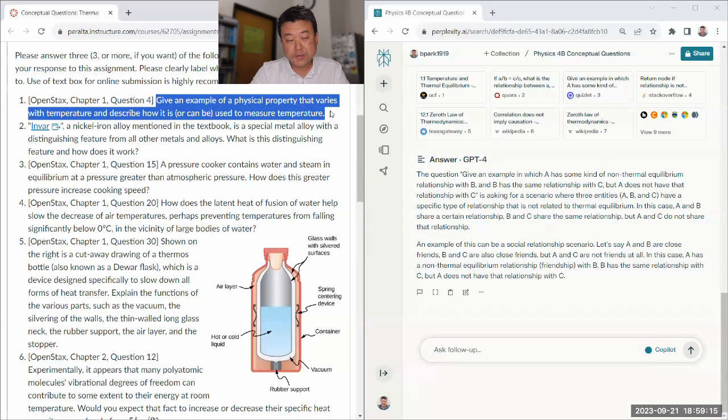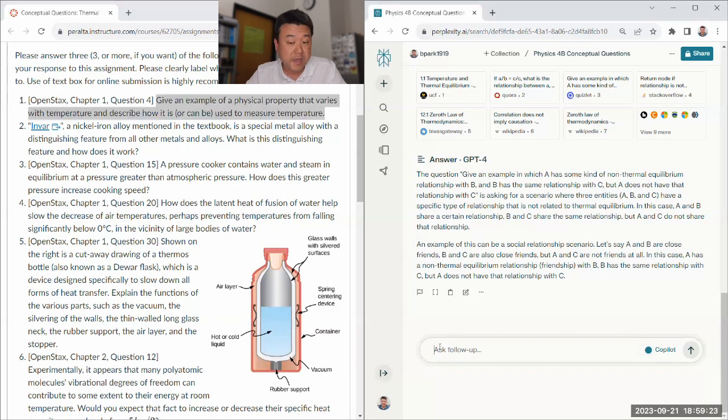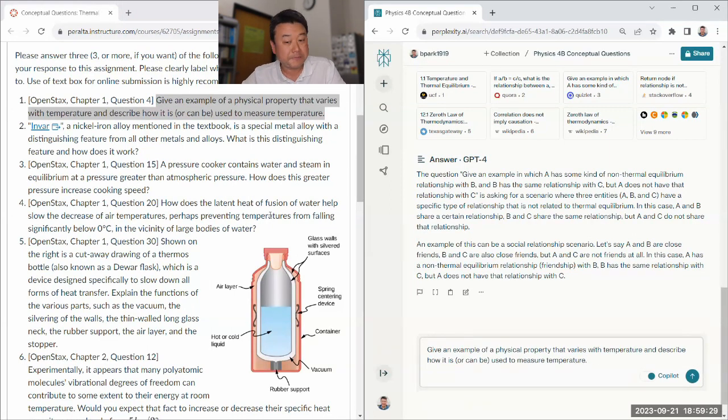So what I'm going to do is ask ChatGPT, or GPT through Perplexity, these questions one at a time, and I'll comment on the answers I get, see if they're correct or not, or where I might quibble at some point. We'll see. So: give an example of a physical property.